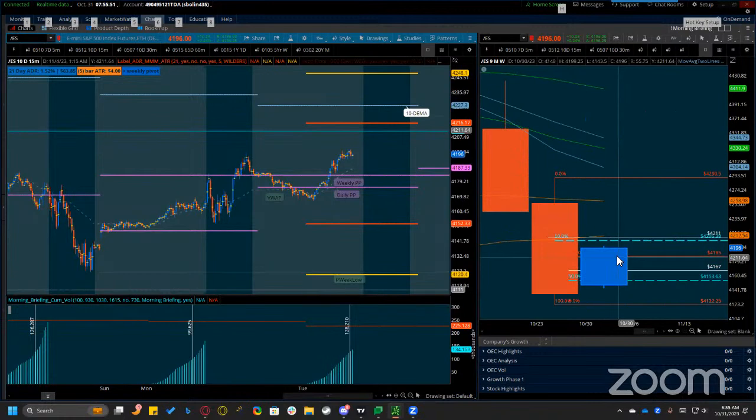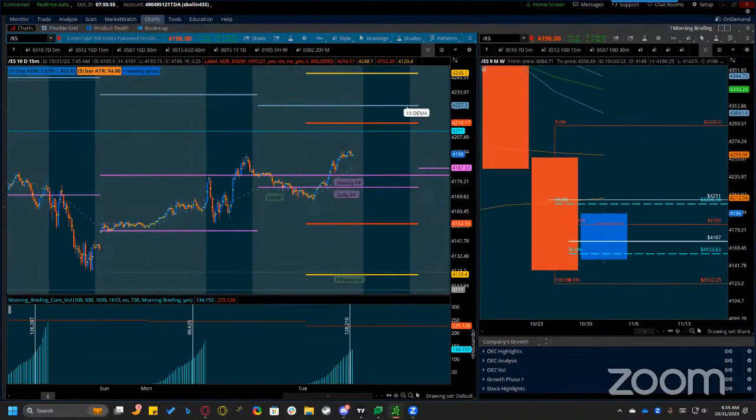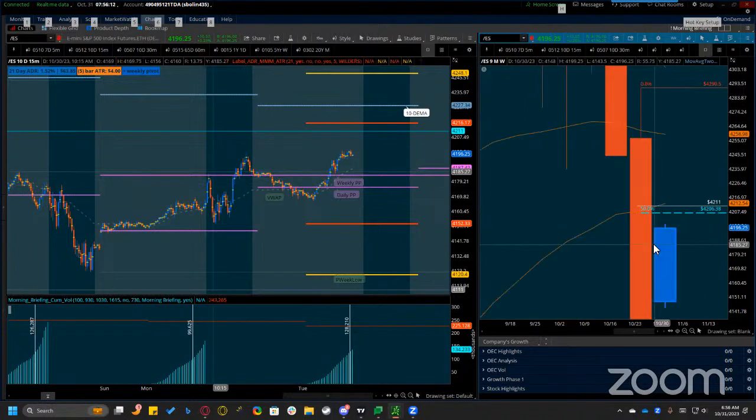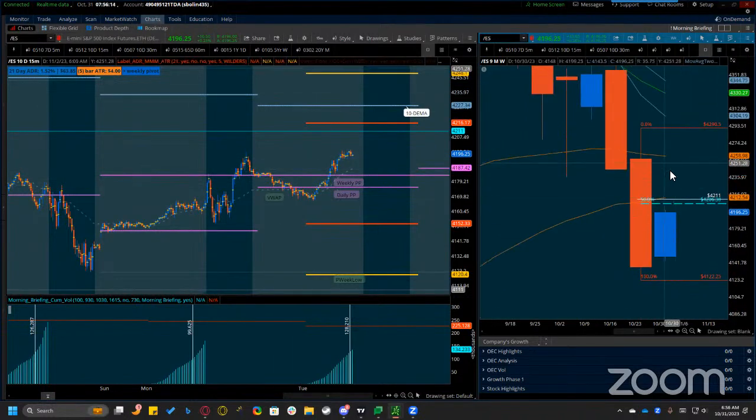We still do have all of our moving averages to contend with, and we have that weekly half 4206 to deal with. So any continued move to the upside has to focus on 4206. Then we've got those 50-week moving averages, and then the 10s and the 20.